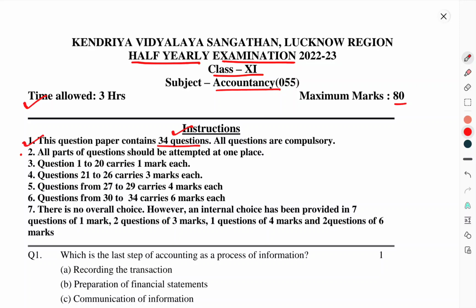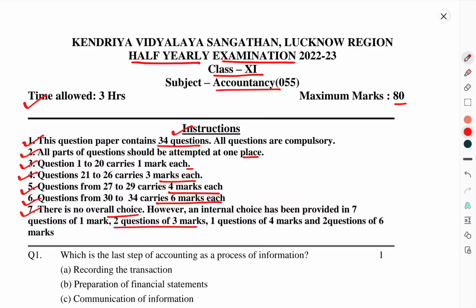All questions are compulsory. All parts of the question should be attempted at one place. Questions 1 to 20 carry 1 mark each. Question numbers 21 to 26 carry 3 marks each. 27 to 29 carry 4 marks each. 30 to 34 carry 6 marks each. There is no overall choice. However, an internal choice has been provided in the 7th question of 1 mark, 2 questions of 3 marks, 1 question of 4 marks and 2 questions of 6 marks.